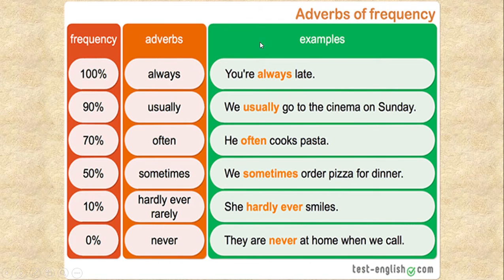You can need these adverbs of frequency while you are talking with present simple tense. Always, usually, often, sometimes, hardly ever, rarely, and never. You can use them before the main verb.